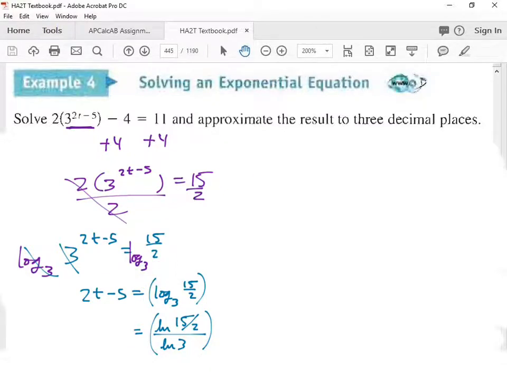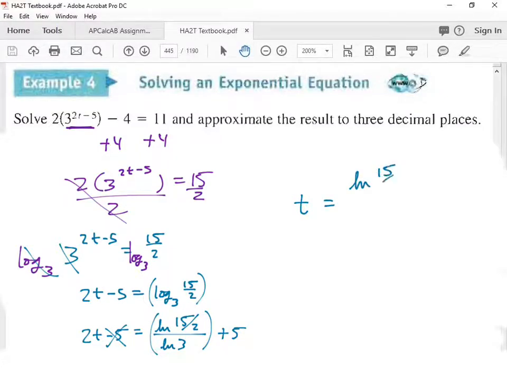Okay, so we have 2 times t minus 5. We're going to add 5 to both sides. Let's do that right now. Add 5. Peace out, 5. And then what are we going to do after that? How do we get that t alone now? Divide by 2. Man, look at this gnarly nonsense.